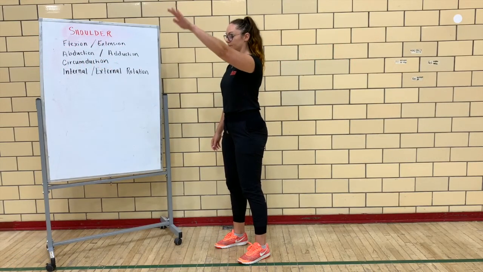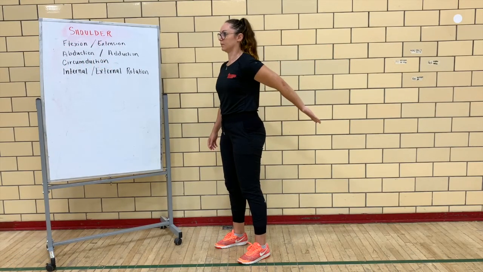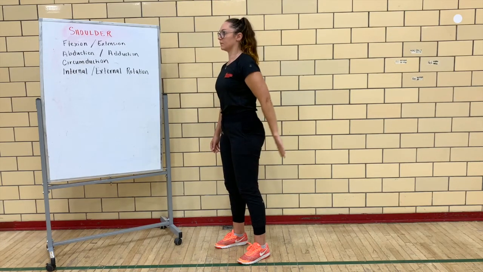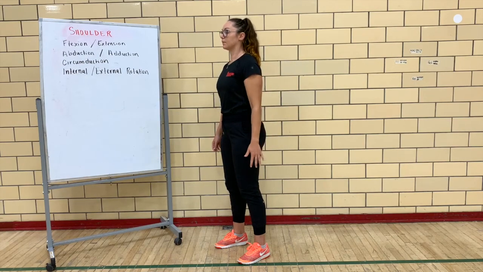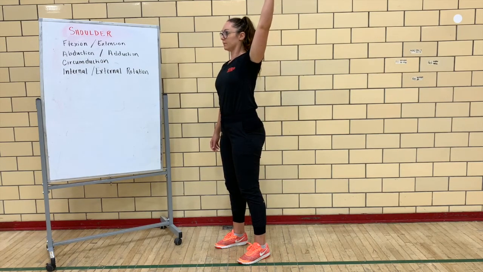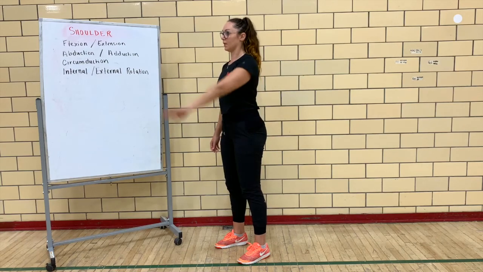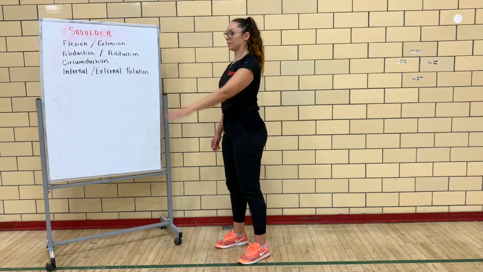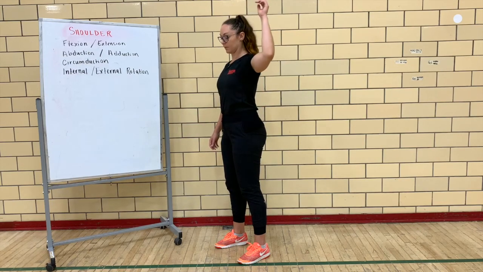So here I'm demonstrating flexion and extension. Flexion is as my arm moves forward, and extension is as it moves backward. Abduction is moving the arm away from the body, and adduction is moving it back towards the body. Circumduction is just a combination of most of those movement patterns, and then internal and external rotation at the shoulder.